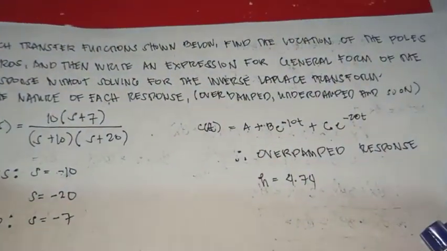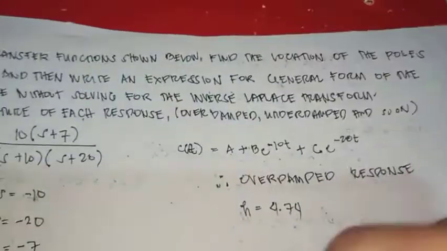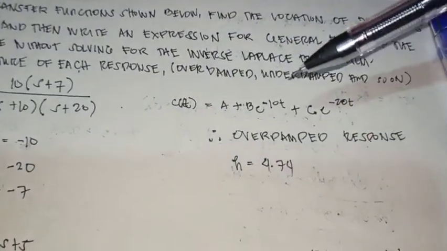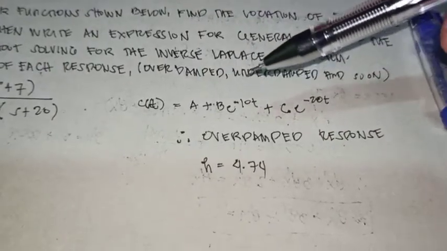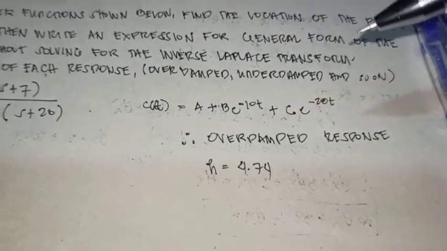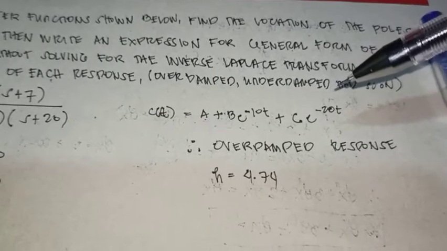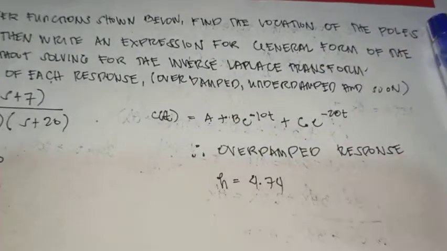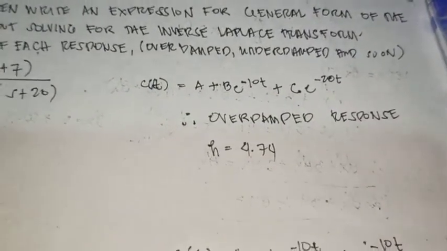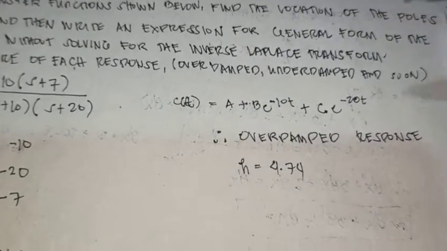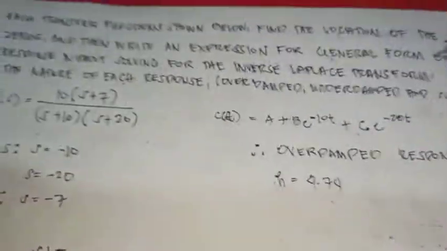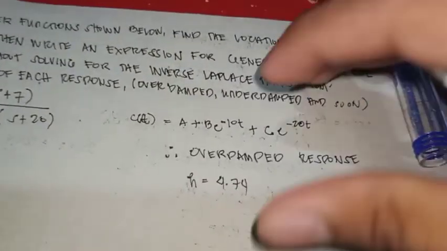Then, to get the nature of the response, we need this formula: c of t equals A plus B e to the negative 10t plus C e to the negative 20t. So, our damping ratio is 4.74, which is greater than 1. Then the nature of the response is an overdamped response.